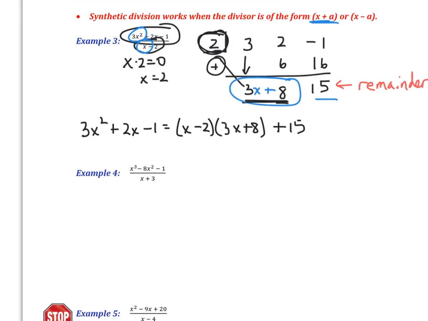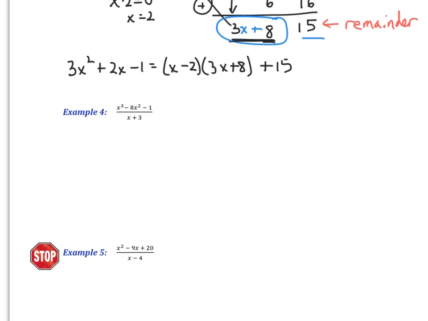Alright, on to example 4. So in this one, we have x cubed minus 8x squared and then minus 1, divided by x plus 3. So the first thing you should understand is that we're going to have a negative 3 in the box after setting our denominator equal to 0.